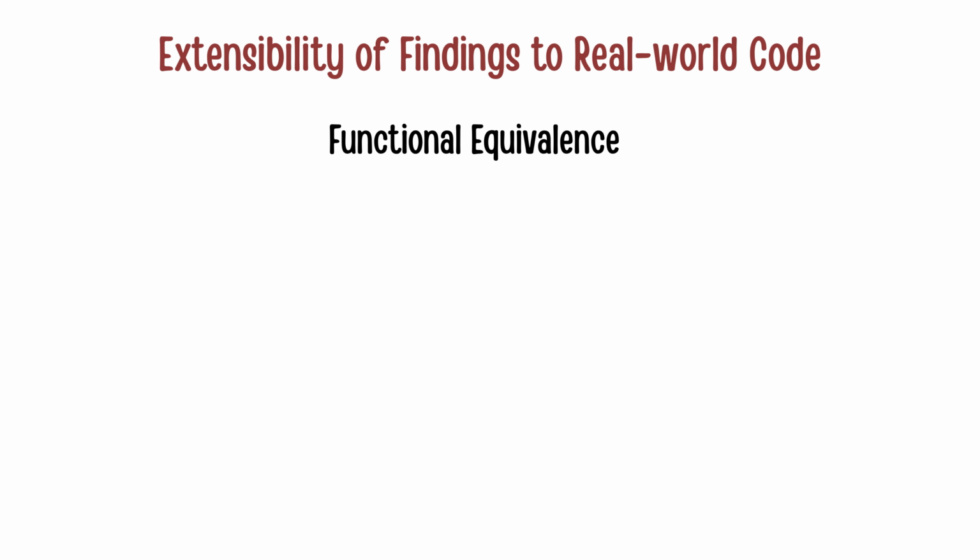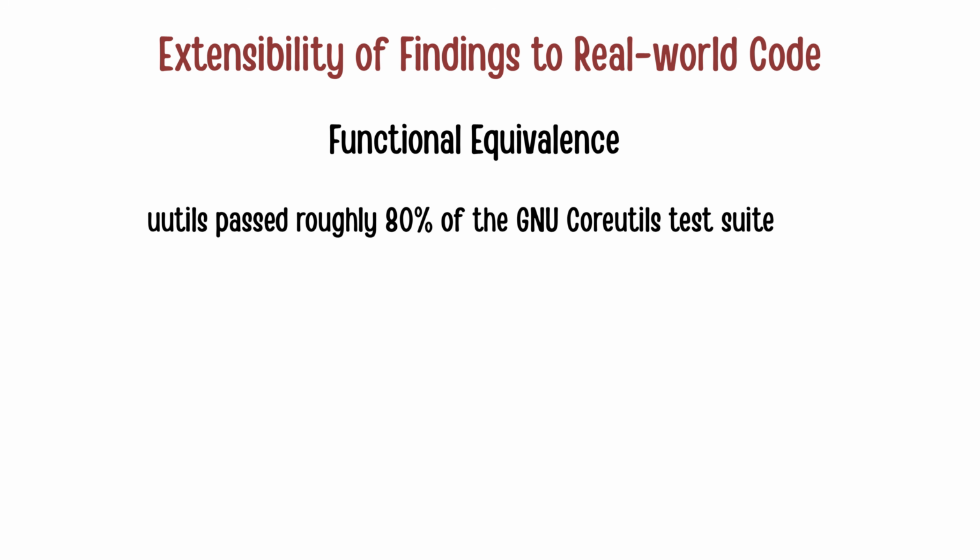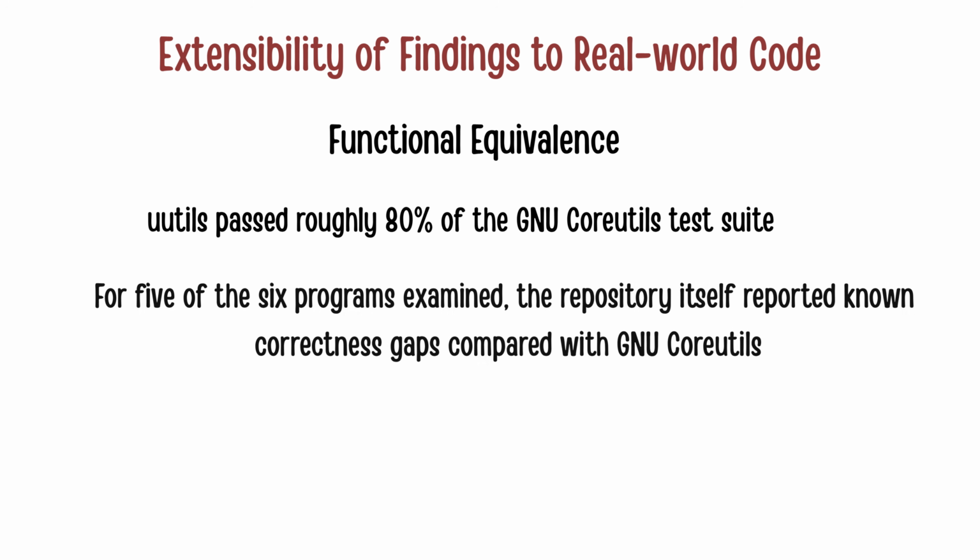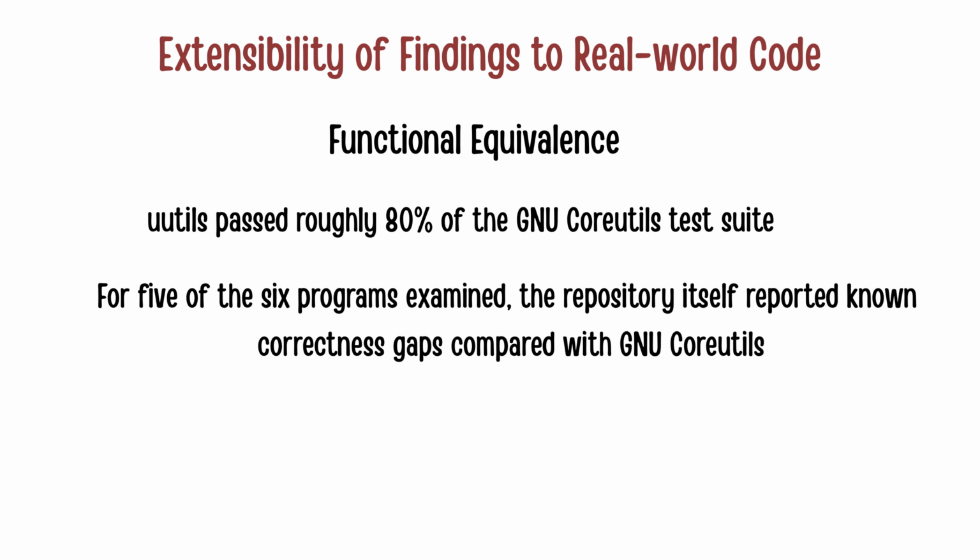Now we arrive at another important finding. Earlier, the authors discovered that none of the 31 user translations was completely functionally equivalent to the original C program. The same phenomenon appears in uutils. At the time of the study, uutils passed roughly 80% of the GNU coreutils test suite. For 5 of the 6 programs examined, the repository itself reported known correctness gaps compared with GNU coreutils. One program, called Test, appeared to be much closer to functional equivalence because it passed the complete GNU test suite.